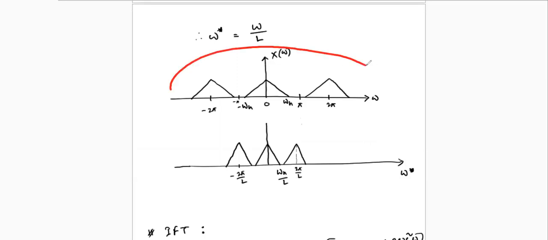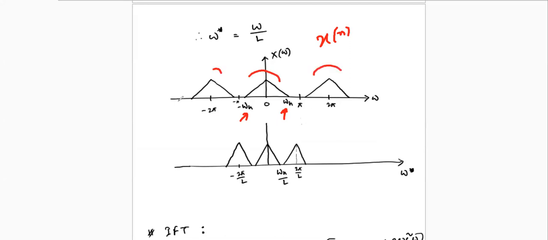This is the spectrum of x[n]. Let's say this is the higher frequency. This is the higher frequency in the negative direction, and this is the second loop. This is the baseband. This is the second one, and this is the second one in the negative direction.